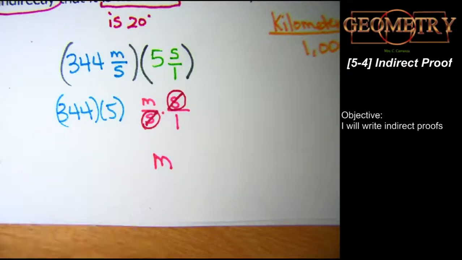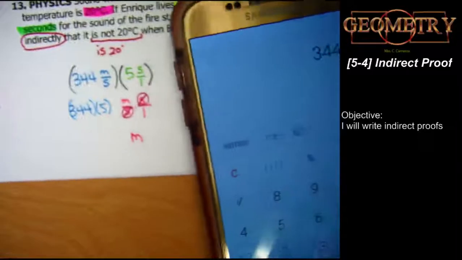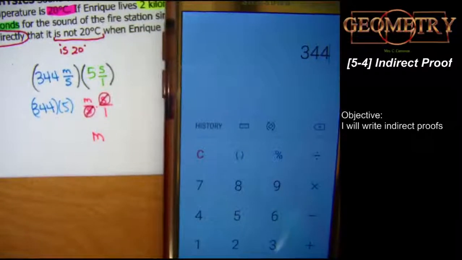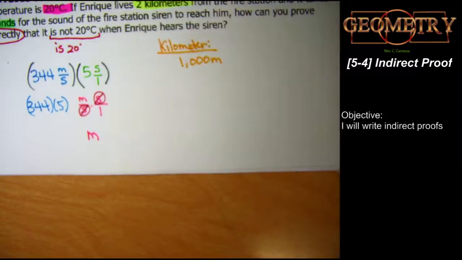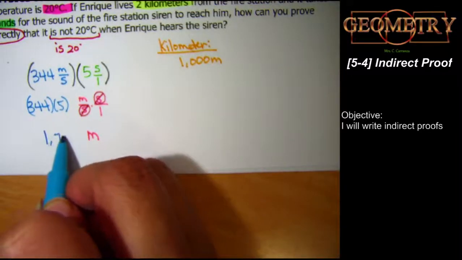And now I need 344 times 5. And this is when I go to my calculator, because I don't know. 1,560 is what he's saying. 720? 1,720? 1,720, we got it all together. We had to help each other, but that is okay.